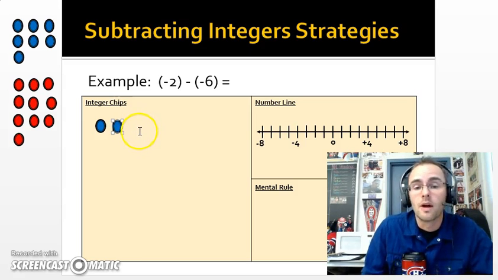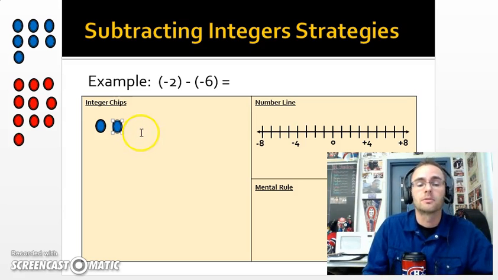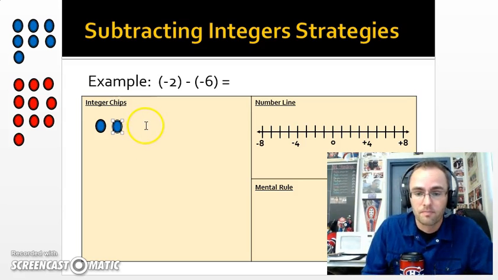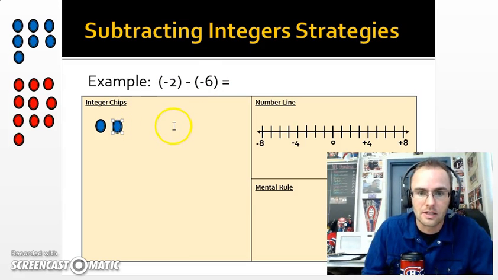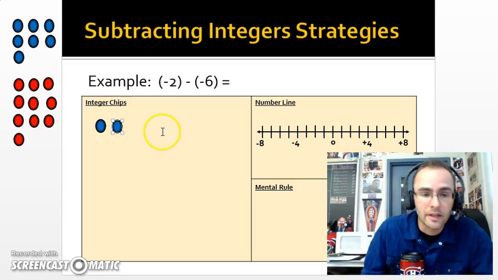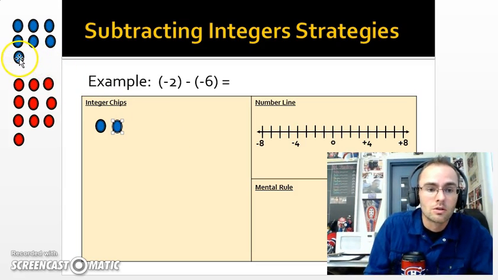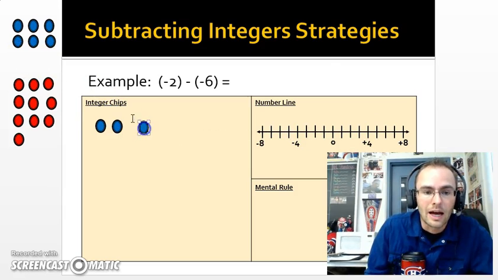Well, if you remember when we added integers, there's that whole concept of zero pairs. Basically, opposite integers equal 0. So to take away -6, I'm going to create -6 by adding zero pairs. Because remember, zero pairs mean nothing. They equal 0. So I will add a zero pair.